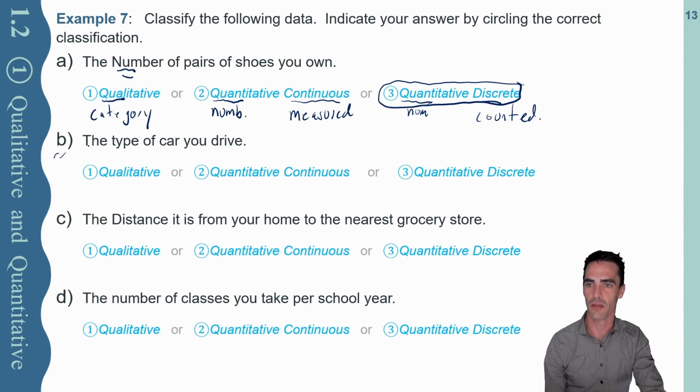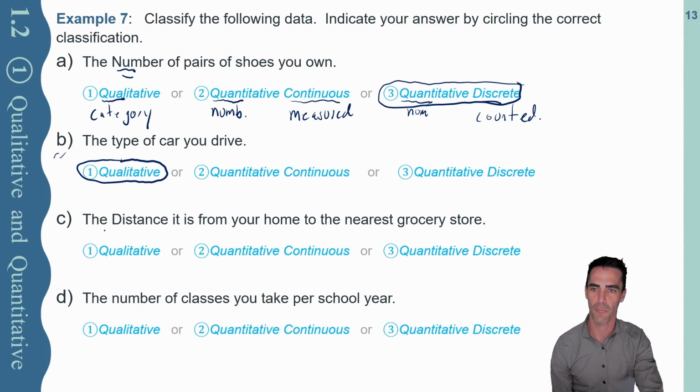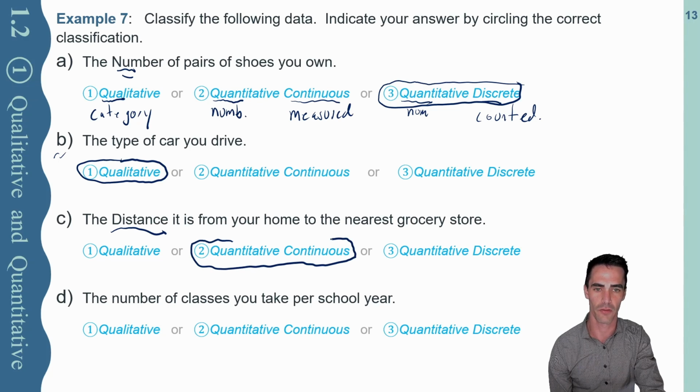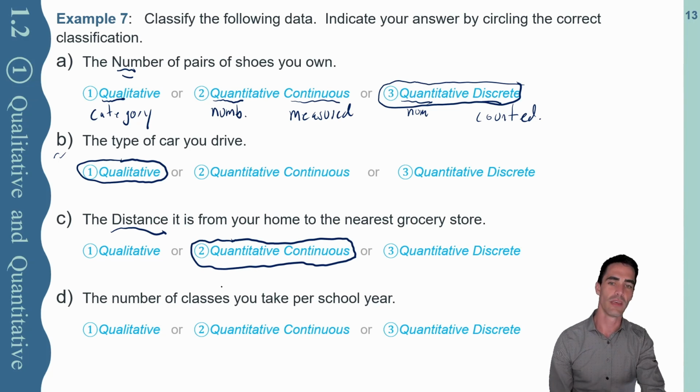Next up, we have the type of car you drive. Type, that's pretty categorical in nature, so I'll put qualitative. Next up, I have the distance from your home to the nearest grocery store. The variable we're talking about here is distance. That's something measured, usually in miles, but if you're very close, you might measure it in feet. Get a yardstick out, measure those out.